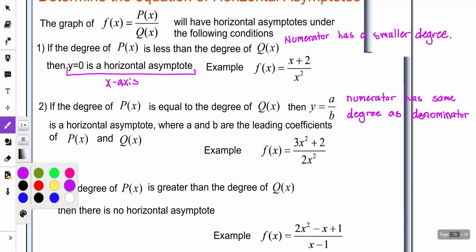When that happens, the horizontal asymptote will be the leading coefficients divided by each other. So looking at this, the leading coefficients would be 3 and 2. So the horizontal asymptote would equal 3 over 2. That's for when the degrees are the same.